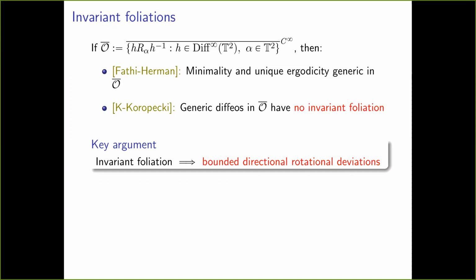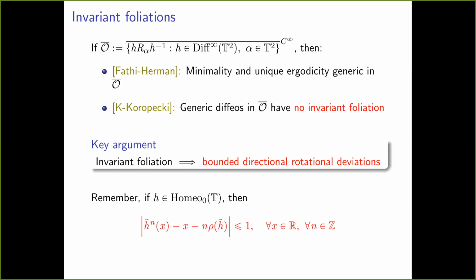What does bounded directional rotational deviation mean? Recall what happened in dimension 1. In dimension 1, any circle homeomorphism exhibits this property here. That means that the orbit of any lift and the corresponding orbit of the rotation go together up to an error smaller or equal than 1. This happened in dimension 1.